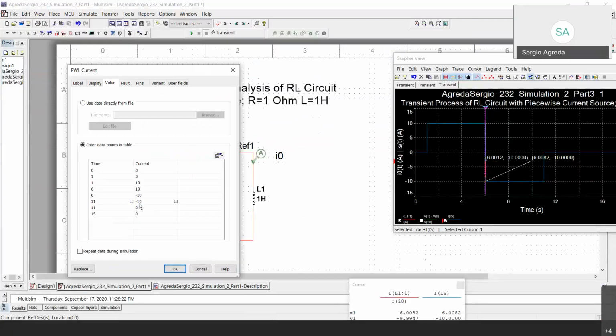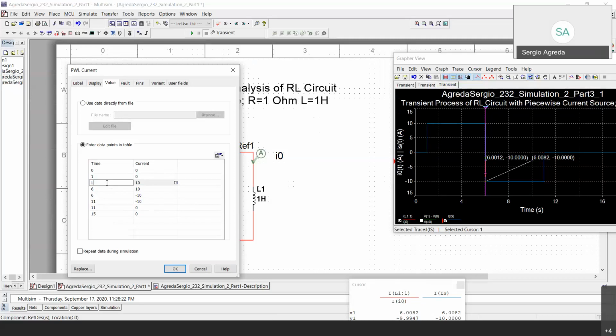When you set up the actual piecewise current source, you have to input values that describe what the graph will show. So at time 0, current 0, and then at time 1 second, still 0. But then at 1 second, it immediately shoots up to 10 amps. From this, you can see you have to really know how to plot the points, because it changes a lot if you have a misplacement in a point.